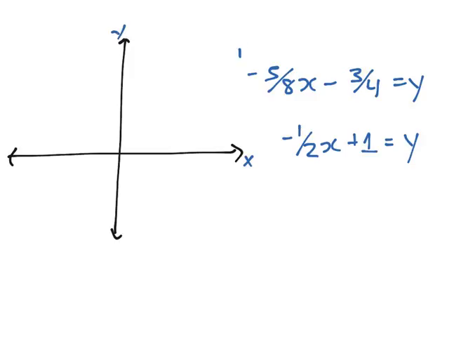We take the first equation. Our y-intercept is minus 3 over 4. So we'll start out somewhere around here, and our slope is negative, so the shape of our graph will be downward sloping, and our slope is less than 1, so it's not a very strong slope. Something like this.